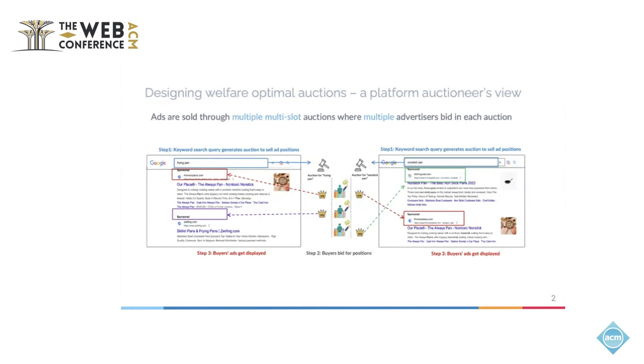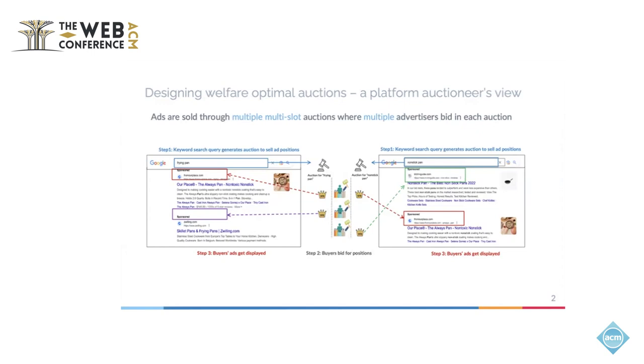So let's say we search the word frying pan on the left-hand side over there, and we see on the top couple of slots this sponsored label, which essentially means that the slots are allocated to these advertisers. And what happens in the back end is that the keyword query generates ad positions, which are then inventories that can be sold to advertisers through multi-item auctions or multi-slot auctions.